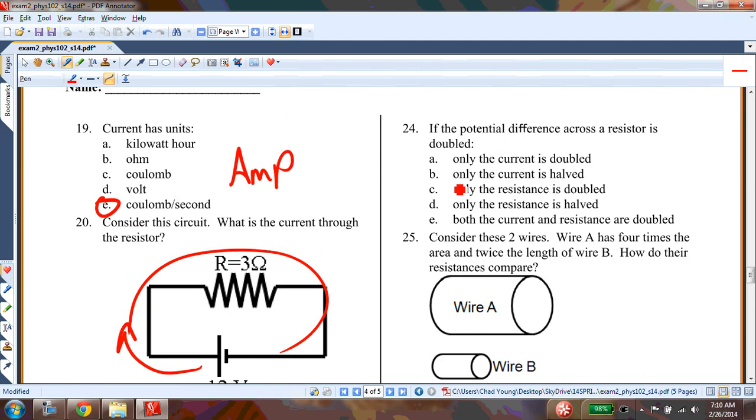If the potential difference across the resistor is doubled, which of these happens? Well, V is IR. If I double the potential difference, it's going to double the current. So the current is doubled, the current is not halved. The resistance isn't affected, so A is the only answer.